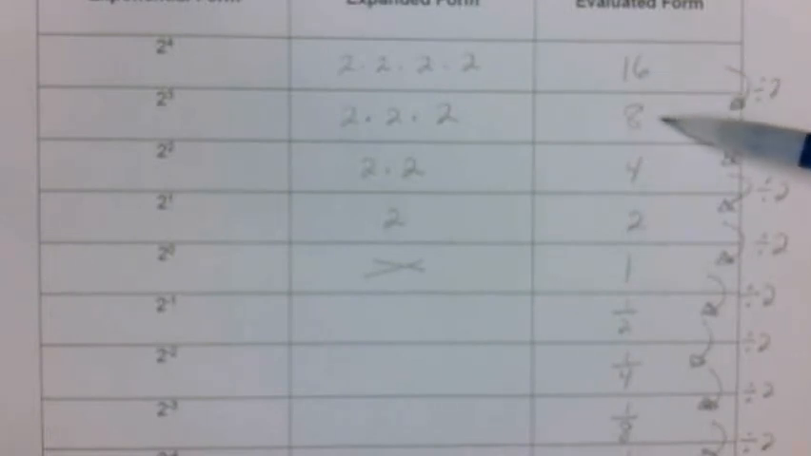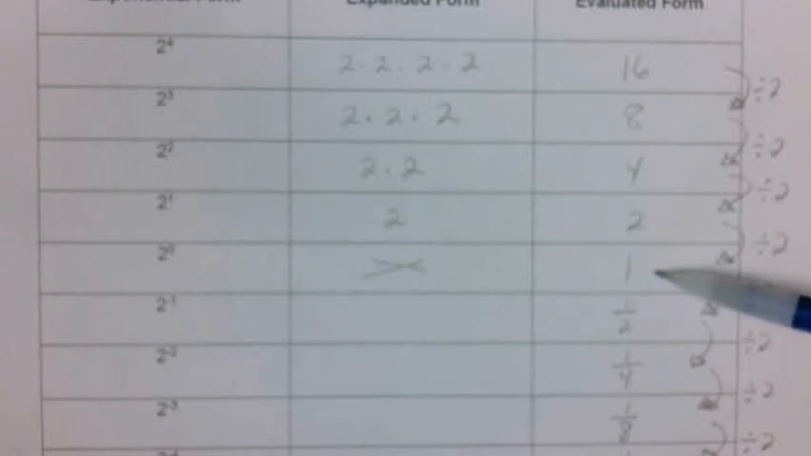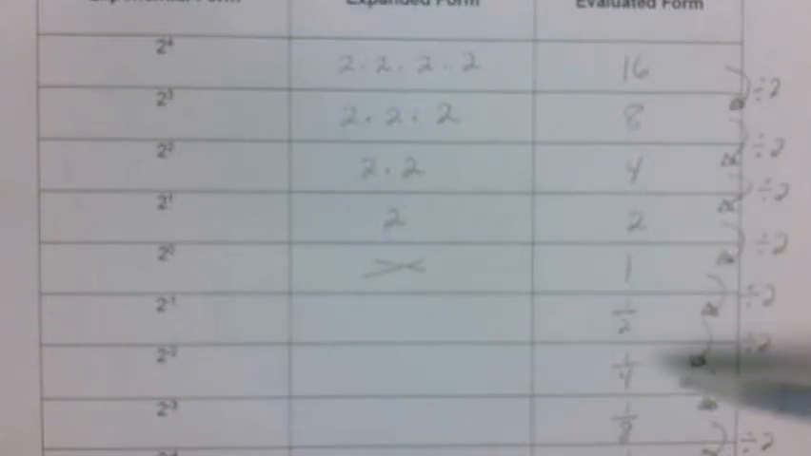Okay, so hopefully you notice something in this evaluated column. We started at 2 to the fourth was 16, 2 cubed was 8, 2 squared was 4, 2 to the first was 2, 2 to the 0 was 1. Then 2 to the negative first was a half, 2 to the negative second was 1/4, 2 to the negative third was 1/8, and 2 to the negative fourth was 1/16. Notice that we have reciprocals. 2 to the fourth was 16, 2 to the negative fourth was 1/16. 2 cubed was 8, 2 to the negative third was 1/8, and so on.